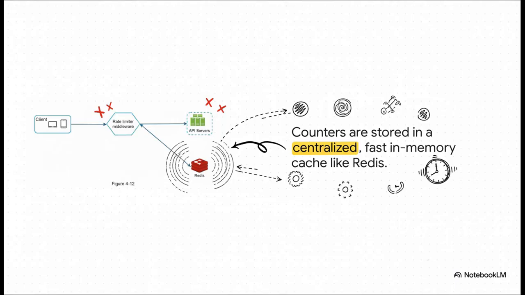And here's the key takeaway. You absolutely cannot store the counter on the rate limiter servers themselves. If you did, each server would have its own separate count, and the limit would be basically useless. The solution is to have a centralized, super-fast database that all the rate limiters can talk to. And the industry standard for this job is an amazing piece of tech called Redis.